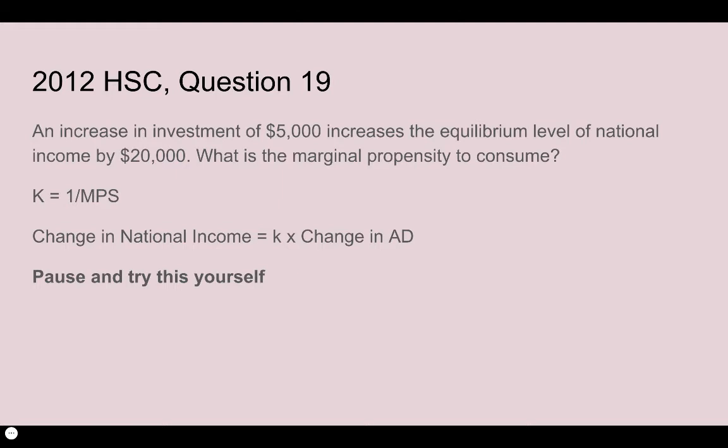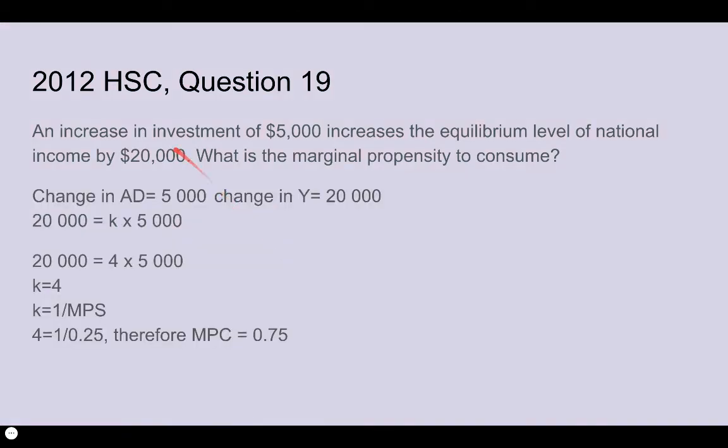Okay, let's check it out. How'd you go with this question? An increase in investment of $5,000, that's your change in aggregate demand, and the change in Y is going to be 20,000. So 20,000, if we put that into the formula, equals K times 5,000. So K is going to equal 4. 5,000 times 4 is 20,000. K equals 4, K equals 1 over MPS.